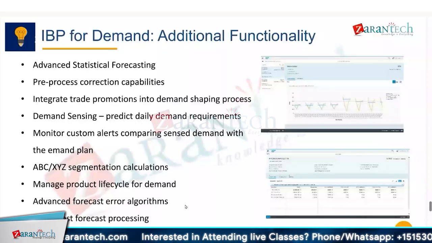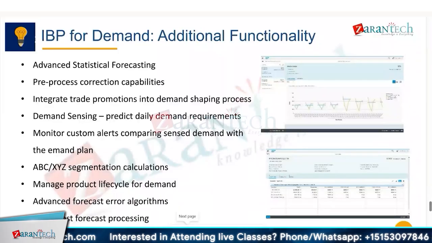Pre and post forecasting process. So this is basically the functionality which is provided by the IBP for demand. And if you are not using ABC or XYZ, even if you don't do it in the IBP for some reason, you can still get this ABC XYZ analysis done in an Excel spreadsheet, and try to devise some meaningful actions out of that.